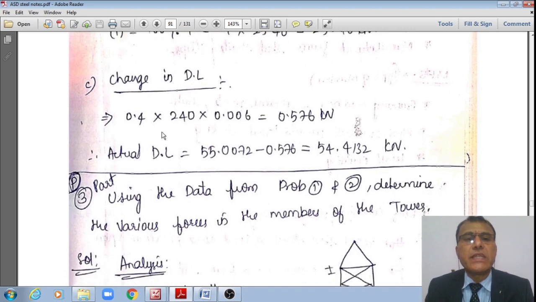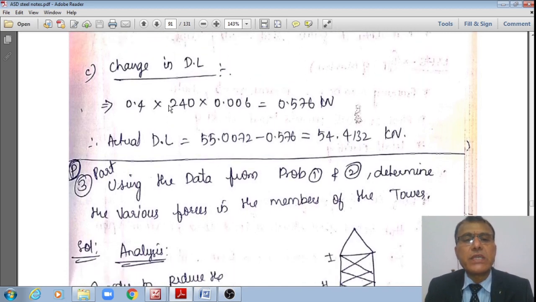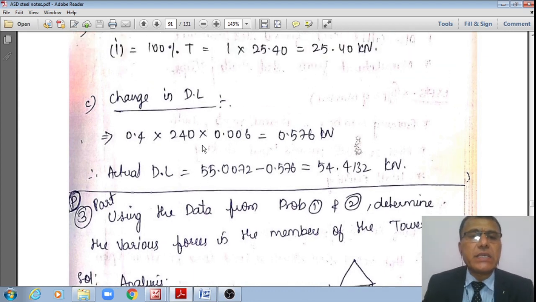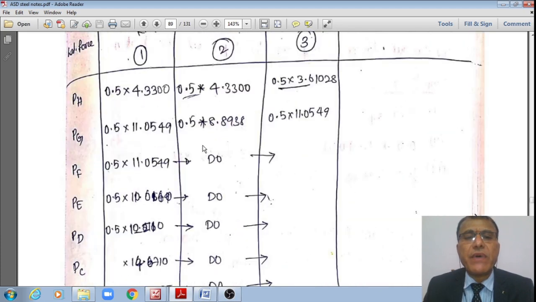The next one, this change in dead load is that 60% is intact, only 40% is the loss. Therefore, 0.4 multiplied by 240 multiplied by its intensity of 6 Newton per meter works out to 0.576 kilonewton, which is the loss deducted from 55.0072. Therefore, now I get 54.4132 kilonewton, right?